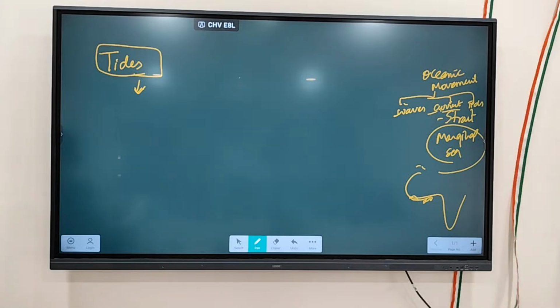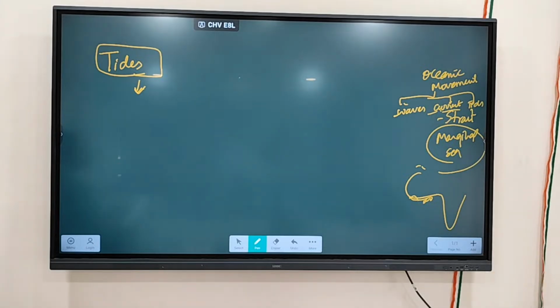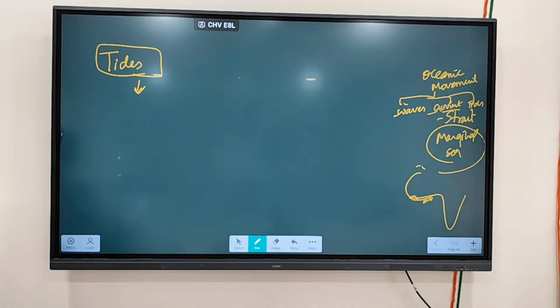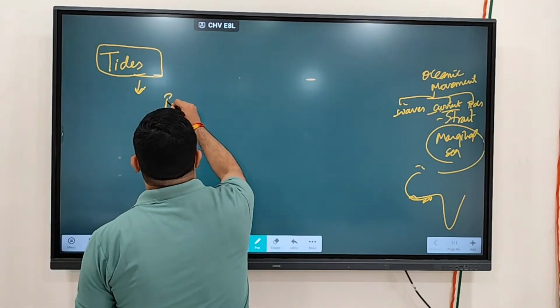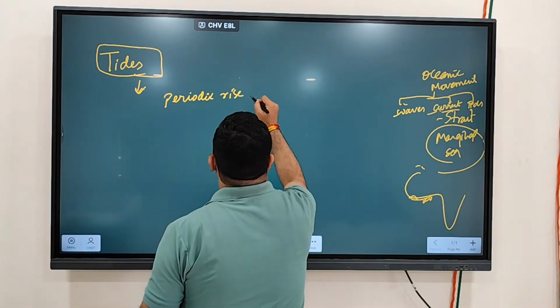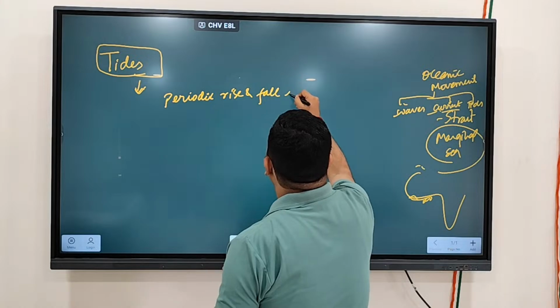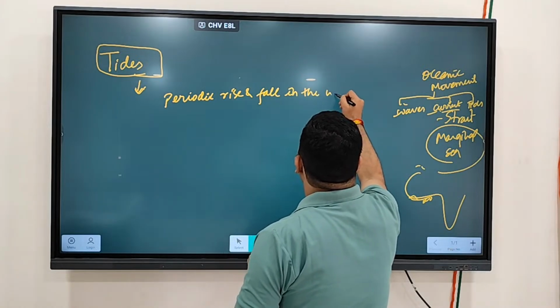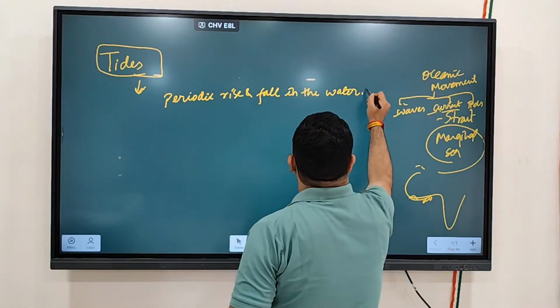So what are tides? Tides are the movement of water, and this movement of water is caused by the gravitational effect, which you have to keep in mind. Clear? So we define tides as a periodic rise and fall in the water level.